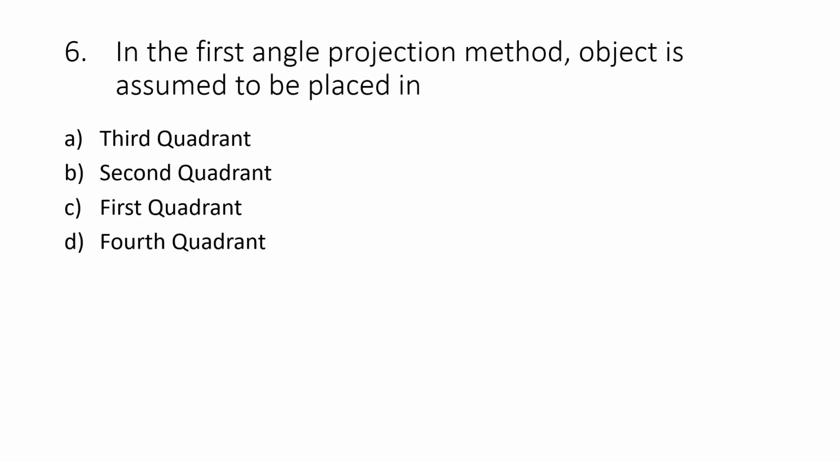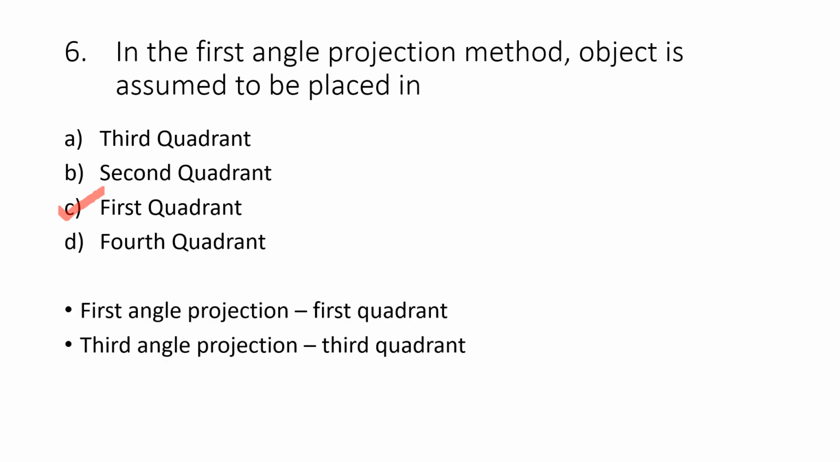Next question is, if in the first angle projection method, object is assumed to be placed in third quadrant, second quadrant, first quadrant and fourth quadrant. In first angle projection, we will be placing the object in first quadrant. And in third angle projection, we will be placing in third quadrant.